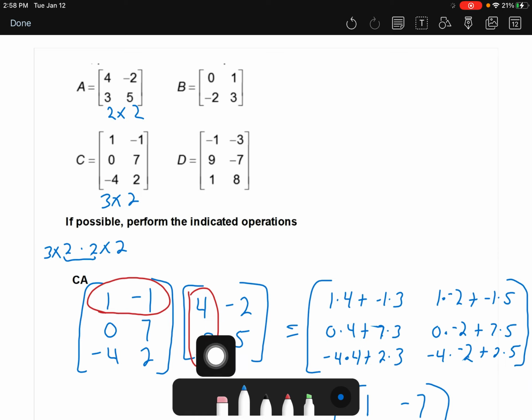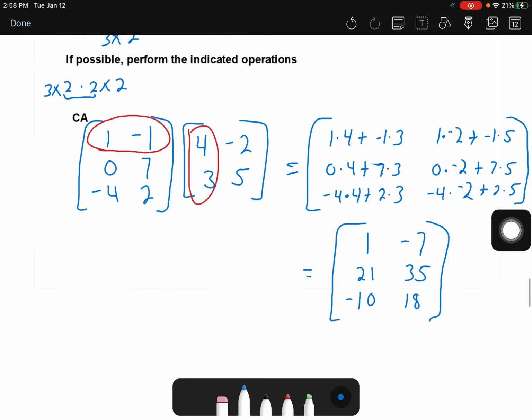And then finally drop down to the bottom row, multiply that times each of the two columns. So that's negative 4 times 4 plus 2 times 3. And finally, bottom row times last column, negative 4 times negative 2 plus 2 times 5.